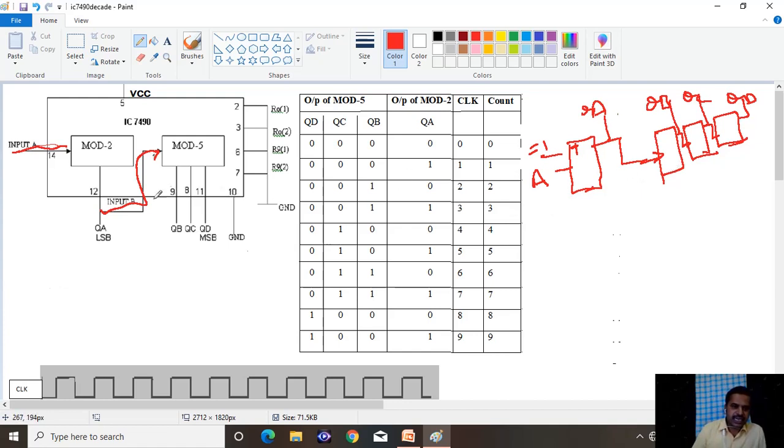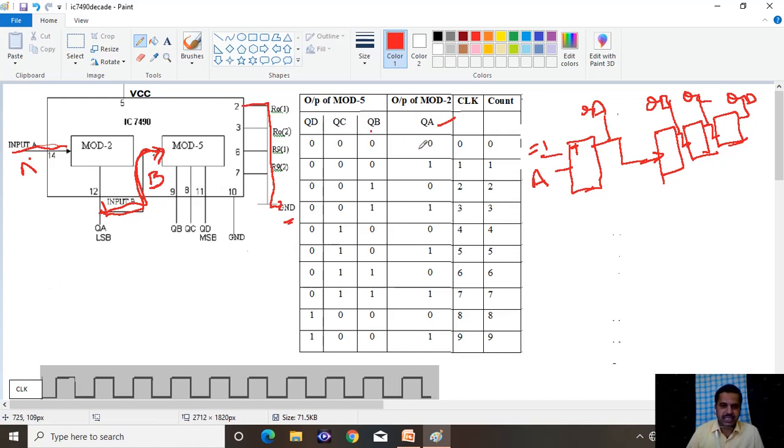This is the connection. You just have to connect the output of the mod 2 counter to the clock input of the mod 5 counter. That is input B. Input A is the clock input to the mod 2 counter and input B is the clock input to the mod 5 counter. This is just the connection, and the set and reset inputs are all tied to ground to make it a counter. Then you have to study it one by one. How does it work? In the mod 2 counter, that is QA, the mod 5 counter has QB, QC and QD here.